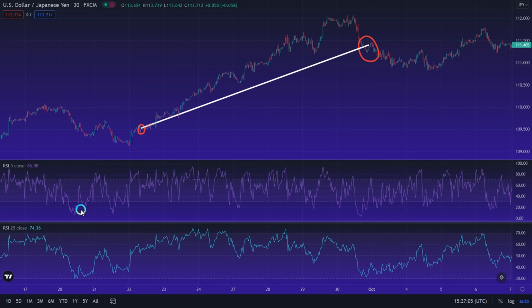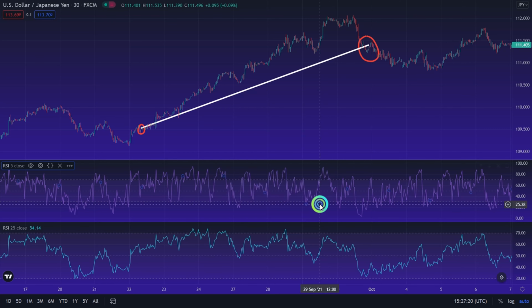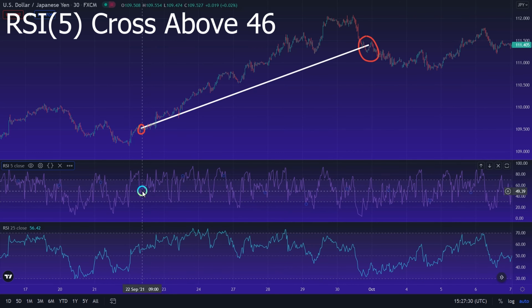We will need an RSI, and we don't use the 14 period RSI that is the default in every RSI, but we will use a 5 period one. It is really important to use a 5 period RSI, and the strategy is the following. When the 5 period RSI crosses above 46, we take a buy trade.